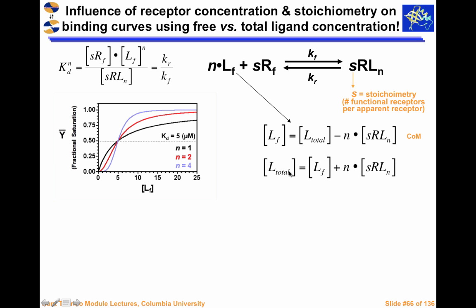We rearrange this. It's a trivial rearrangement, and then we get that the total ligand is equal to the free ligand plus N times the concentration of bound receptor, which is the concentration of bound ligand. So again, total ligand is free ligand plus bound ligand.